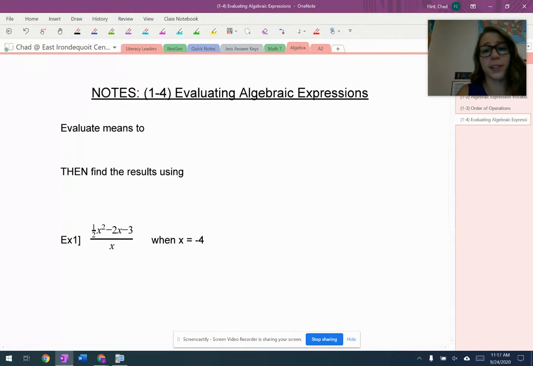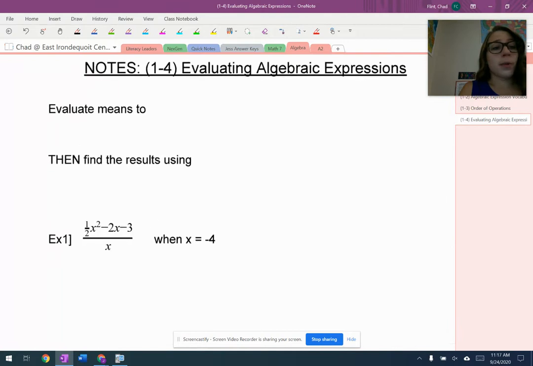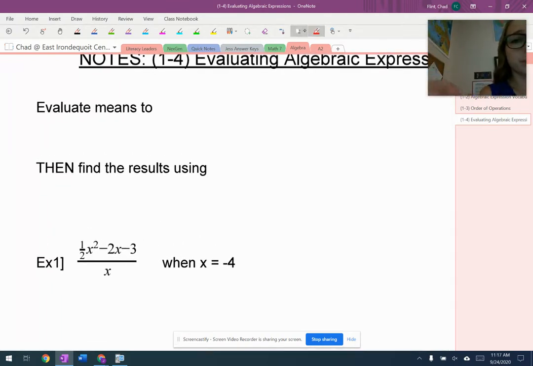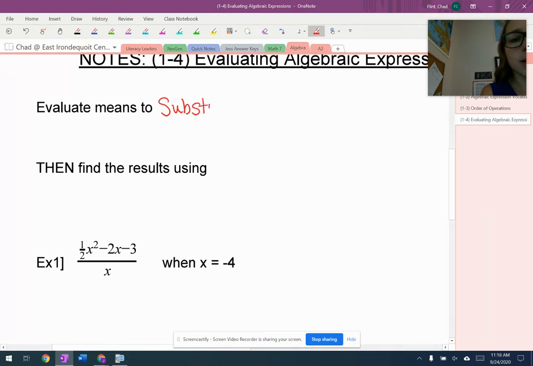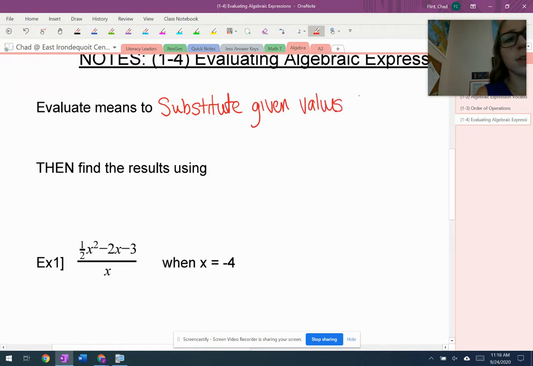Notes for 1-4. This is algebra notes. Evaluating algebraic expressions. Evaluate means to substitute given values for variables. Substitute given values for variables. Then find the result using order of operations.